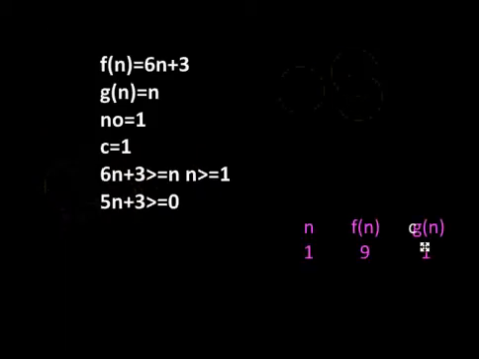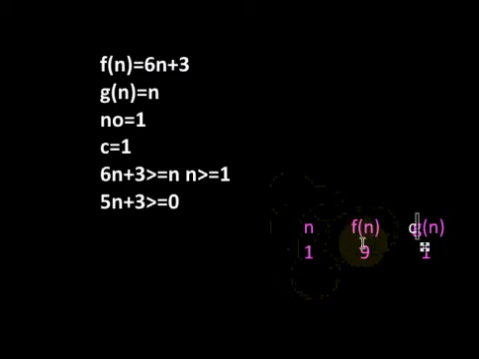Anyway, let's check with some inputs. Let n equal 1. What is the value of f of n? f of n is 6 into 1 plus 3, it is 9. What is the value of c into g of n? It is 1. So here f of n is greater than c into g of n.